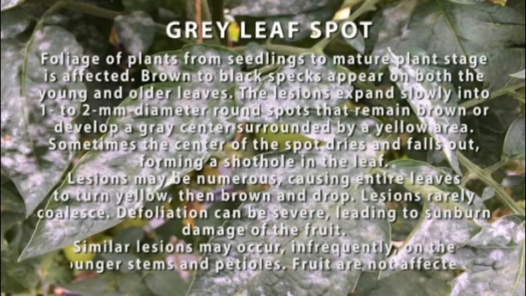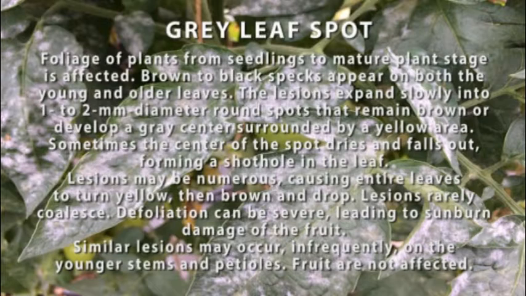Foliage of plants from seedlings to mature plant stage is affected. Brown to black specks appear on both the young and older leaves. The lesions expand slowly into 1 to 2 mm diameter round spots that remain brown or develop a gray center surrounded by a yellow area. Sometimes the center of the spot dries and falls out, forming a shot hole in the leaf. Lesions may be numerous, causing entire leaves to turn yellow, then brown and drop. Lesions rarely coalesce.